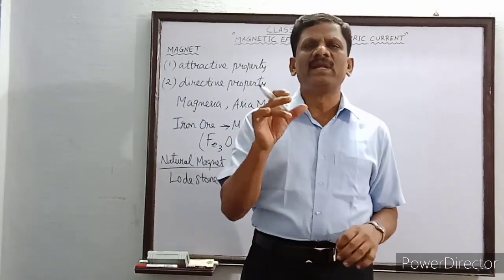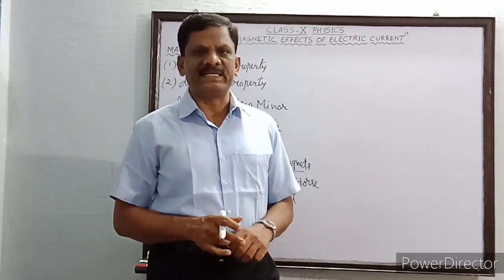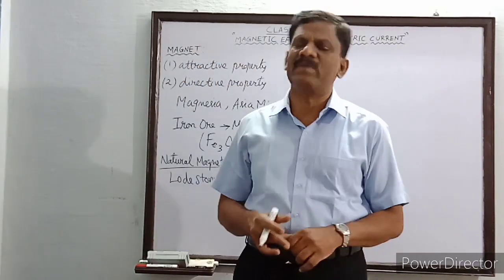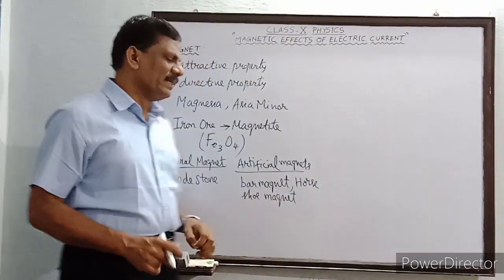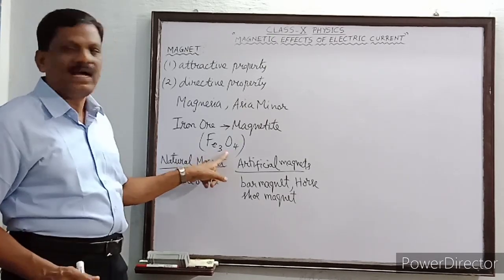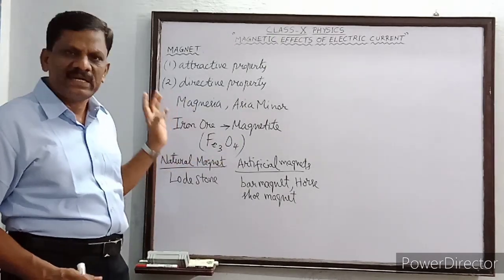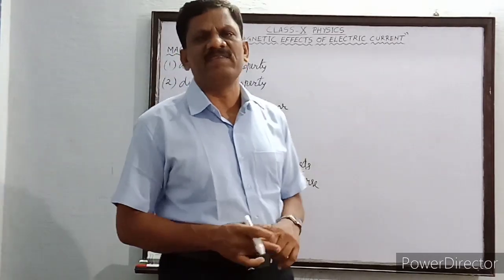And the naturally occurring magnet contained iron ore, namely magnetite. This is why it got the name magnet. And the name of the natural magnet is lodestone. What component is present inside is iron oxide only. Okay. Now what type of magnet is very familiar to all of us?